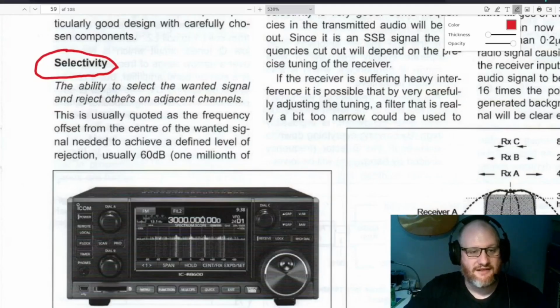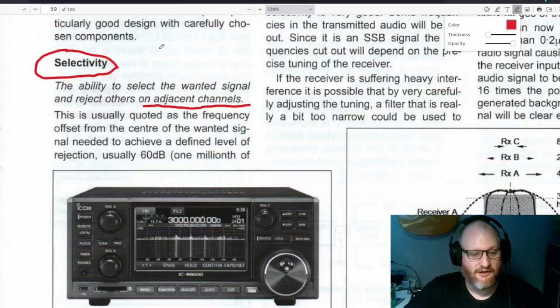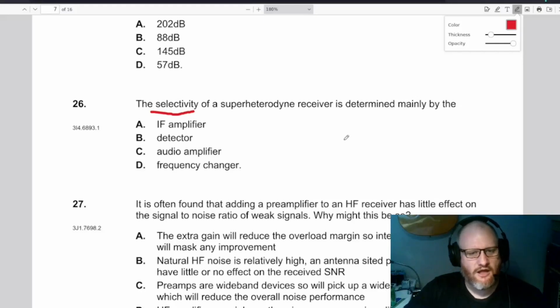So it's about rejecting other signals on adjacent channels, and a more selective receiver is going to be able to reject to a higher degree things that are closer to what you're trying to listen to, so things outside of the bandwidth of what you listen to. Say with a single sideband receiver, you might want to make sure that everything more than 3 kilohertz away from the frequency that you're on is completely rejected by the receiver and you don't hear it. So that's selectivity.